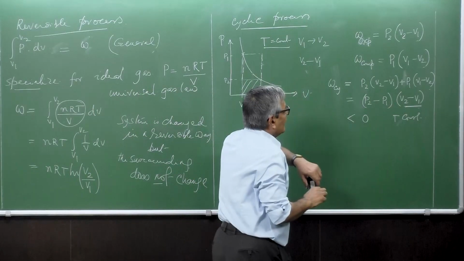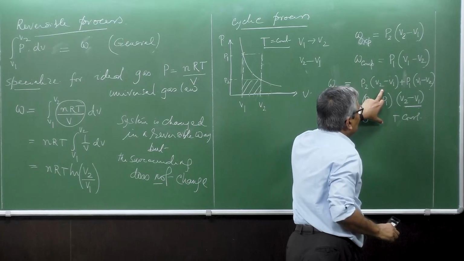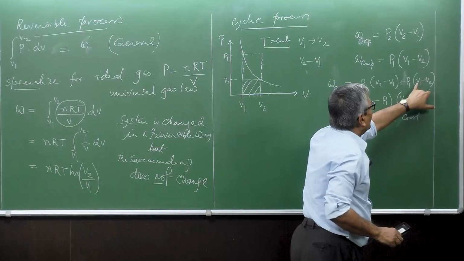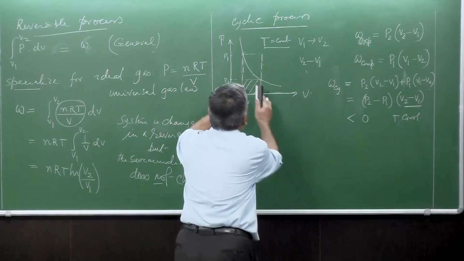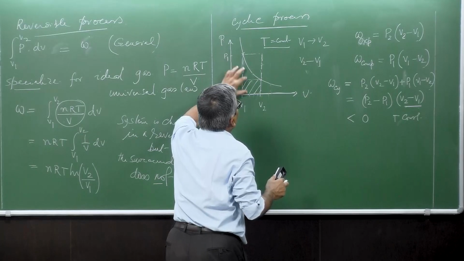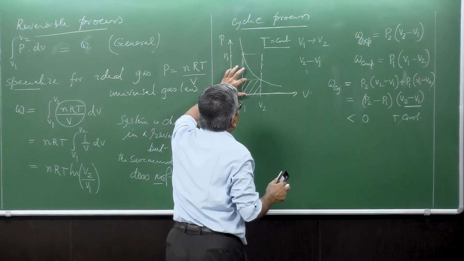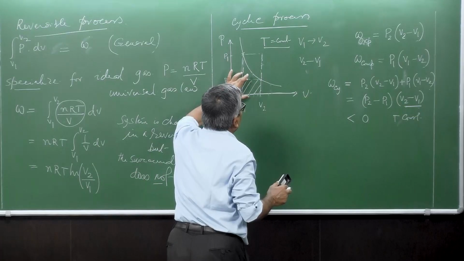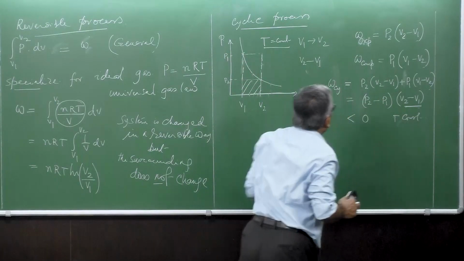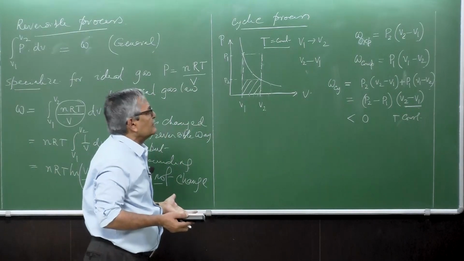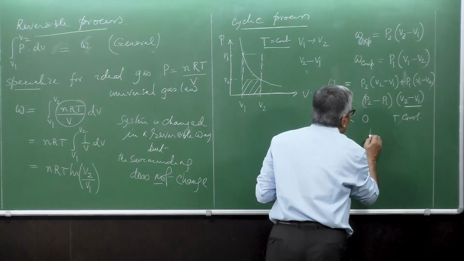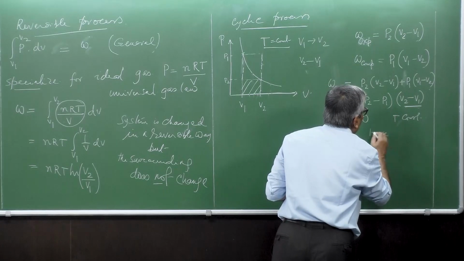You can also see why it is negative. If you see each term, this one and this one, if the larger part is subtracted from this one, then you get this negative quantity. So that is the cyclic process, this is for the irreversible cyclic process.